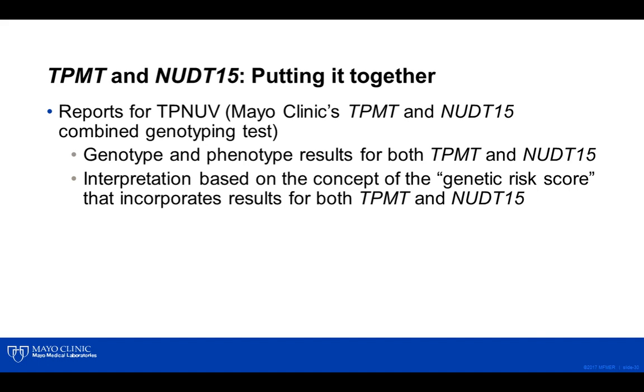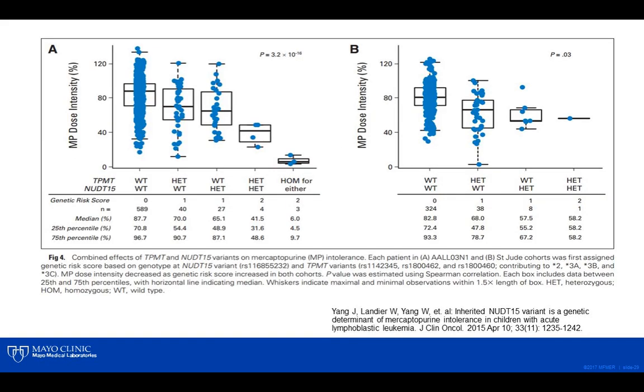This is an example from a study published in the Journal of Clinical Oncology that shows the impact of the genetic risk score combining TPMT and NUDT15 genotyping results on the dose intensity of mercaptopurine that was tolerated. This study was performed in two separate cohorts. The one on the left included 657 children with acute lymphoblastic leukemia enrolled in the Children's Oncology Group clinical trial AALL03N1, while the one on the right included 371 children with ALL treated on the St. Jude Children's Research Hospital total therapy protocol.